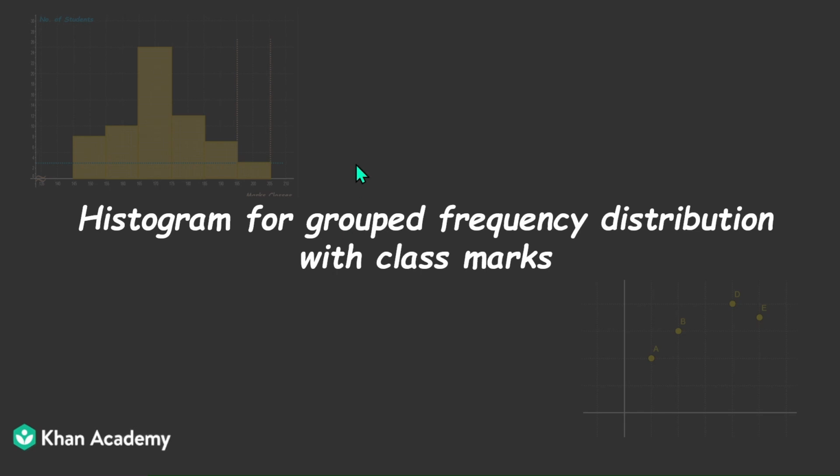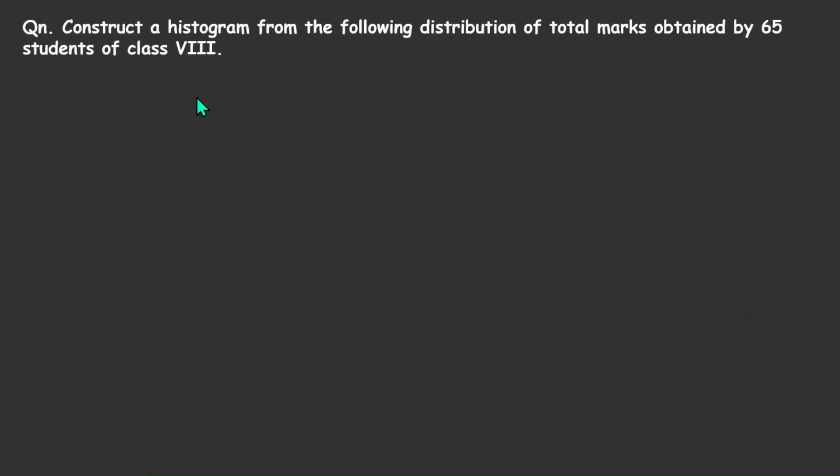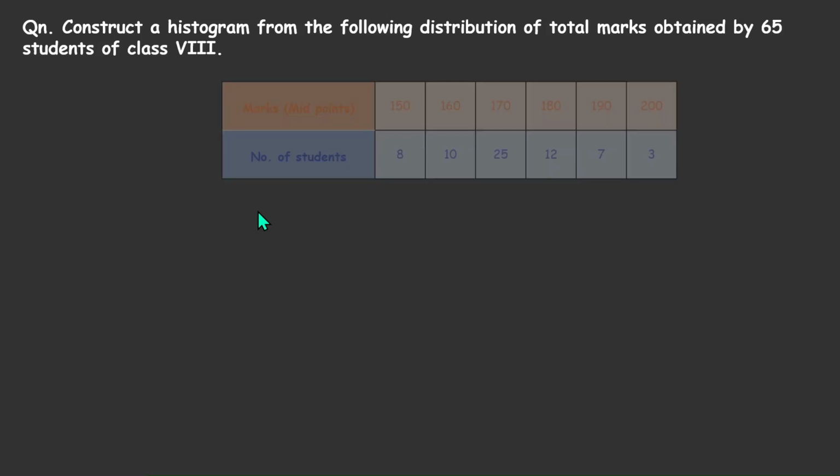Hi everyone, today we'll learn how to create a histogram for group frequency distribution with class marks. So let's take an example. We have to construct a histogram from the following distribution of total marks obtained by 65 students of class 8. And the distribution given is this.